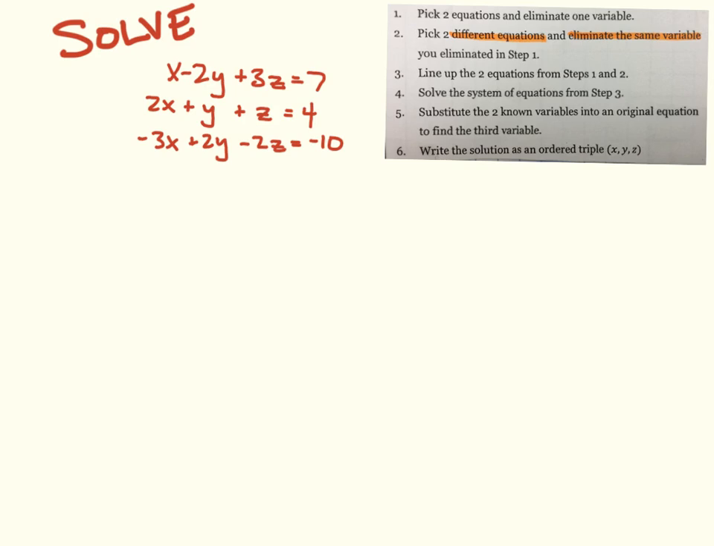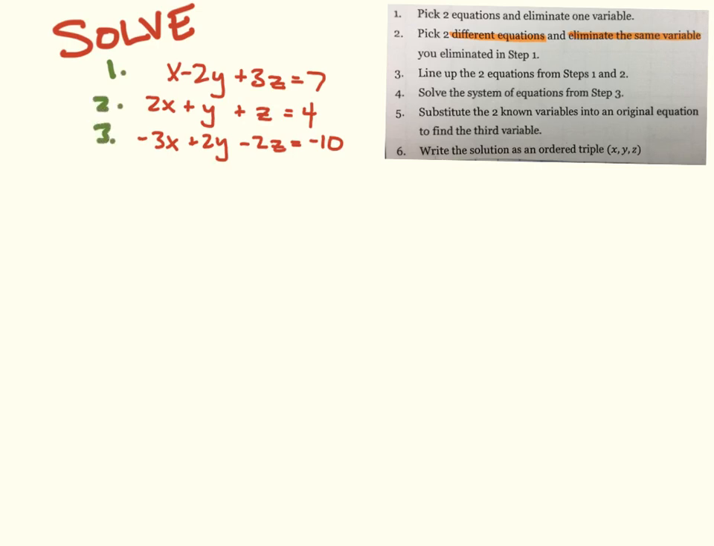Alright, so let's just jump right into this. Here we have a system of equations with three variables. So since we have three variables, I have to have three equations. So x minus 2y plus 3z equals 7, 2x plus y plus z equals 4, negative 3x plus 2y minus 2z equals negative 10. Alright, so step 1 says to pick two equations and eliminate one variable. So I'm going to go ahead and number my equations, 1, 2, and 3.